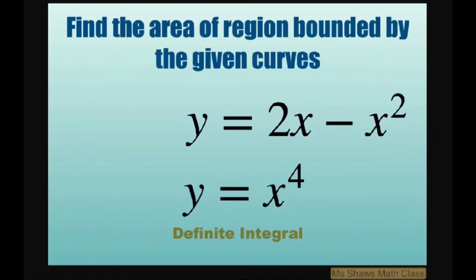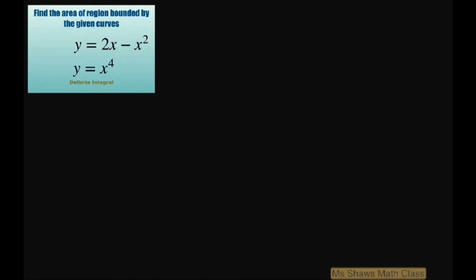Everyone, we're going to find the area of the region bounded by the given curves y equals 2x minus x squared and y equals x to the power of 4. The first thing we want to do is find the intersection points of the curves. And that means we're going to set our curves equal to each other.